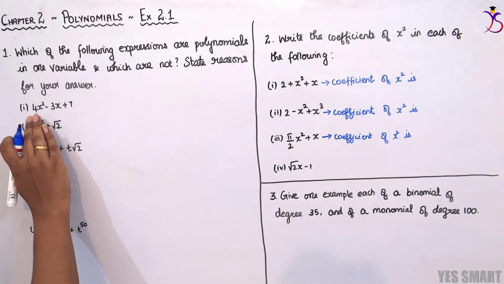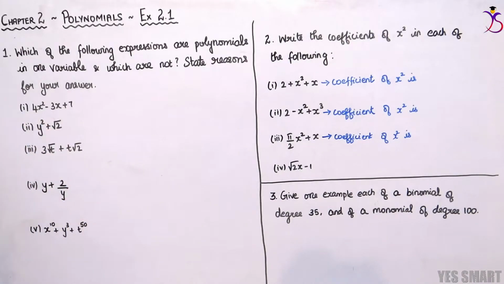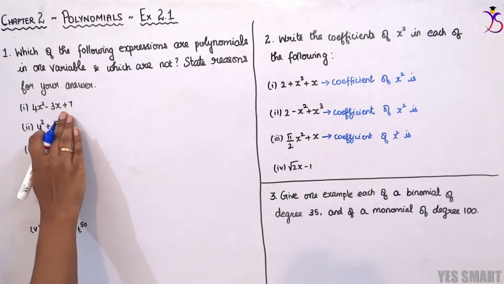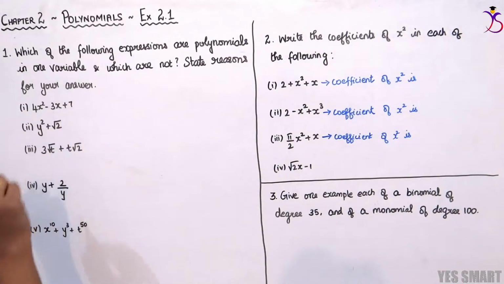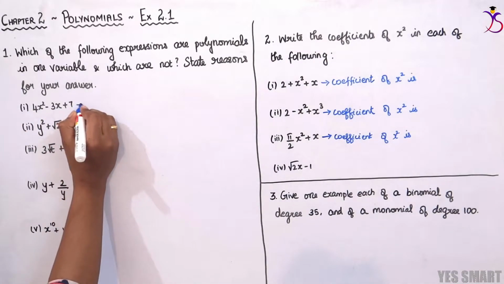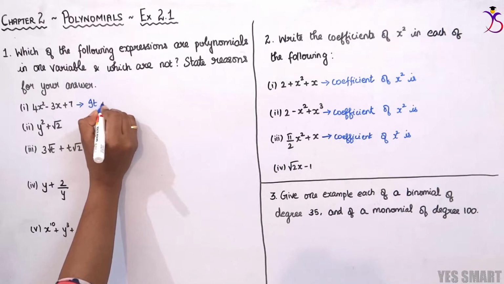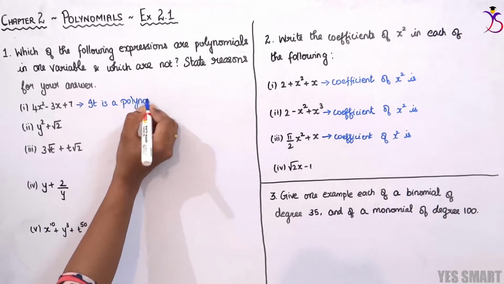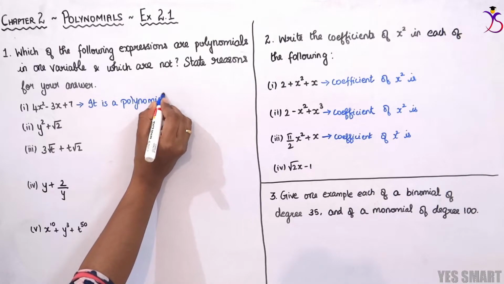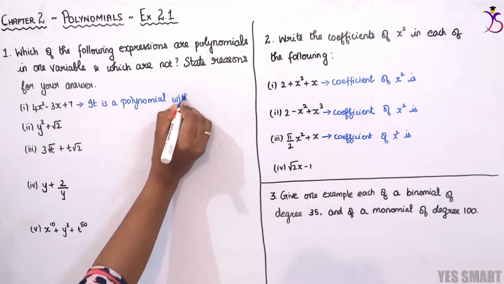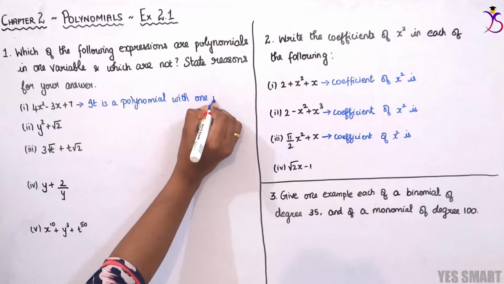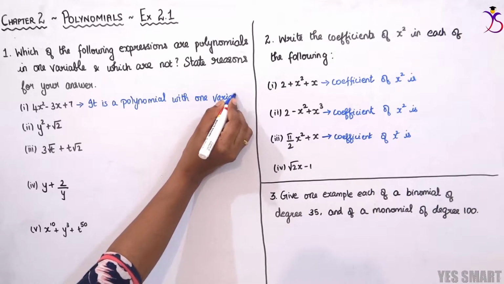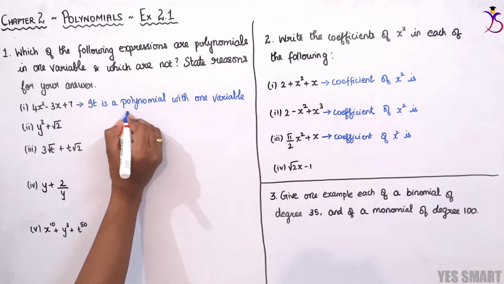First subdivision: 4x square minus 3x plus 7. In the given expression, we can see only one variable, that is x. Therefore, it is a polynomial with one variable x, because in the given expression we don't find any other variable like y or z or any other alphabets.